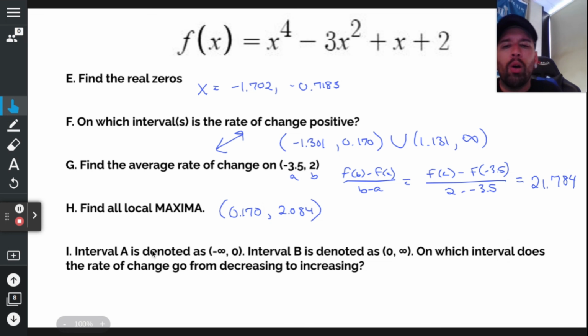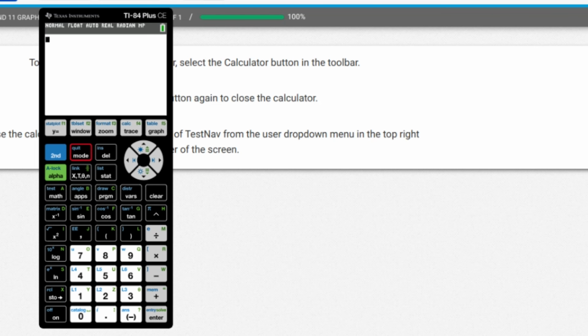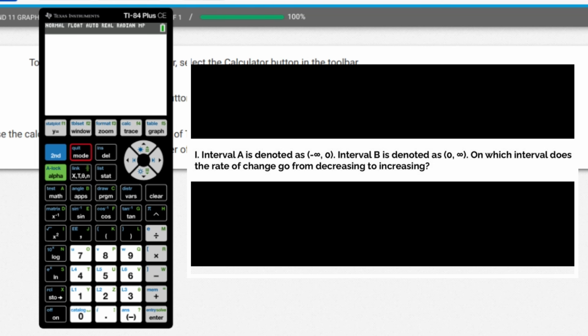Interval A is denoted as negative infinity to 0. Interval B is denoted as 0 to infinity. So we'll see what that looks like on our graph and find out the interval where the rate of change goes from decreasing to increasing. So let's hit graph and have a visual.